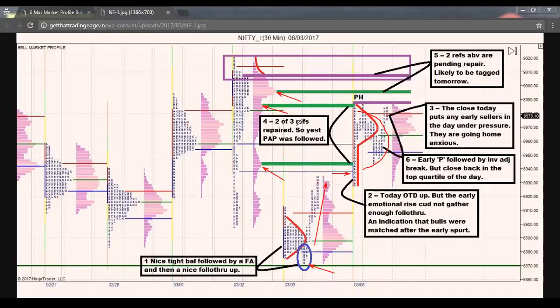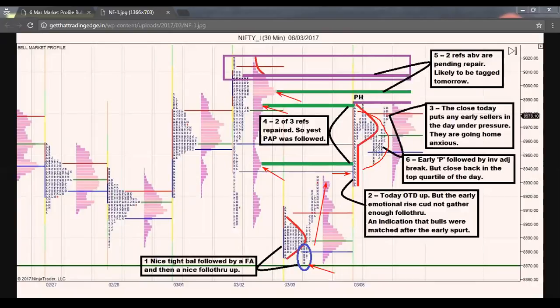Two of the three references from yesterday were repaired, and yesterday's potential option path suggested that this kind of activity might develop, and it happened today. We also left a poor high. So after this initial P formation and this poor high, we got a break, which was an inventory adjustment break, because the market got too long here. The P shape as well as this poor high suggested that.